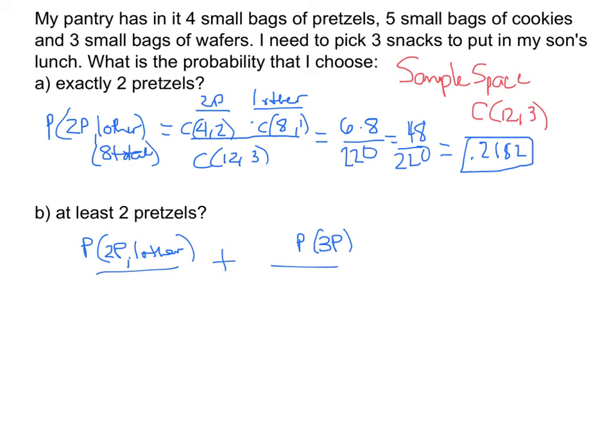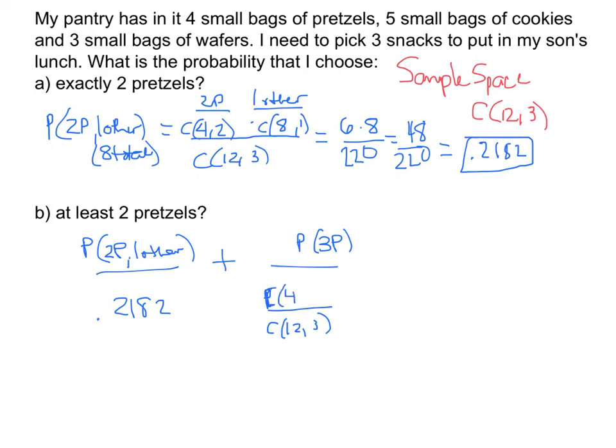Now, the first possibility, we actually found this. We do not need to compute this again. This is just 0.2182 from part A. But the probability of there being 3 pretzels, that we do need to figure out. So again, we know our sample space, which is C(12, 3). And now we're going to look at 3 pretzels. Well, we've got 4 pretzels to choose from.